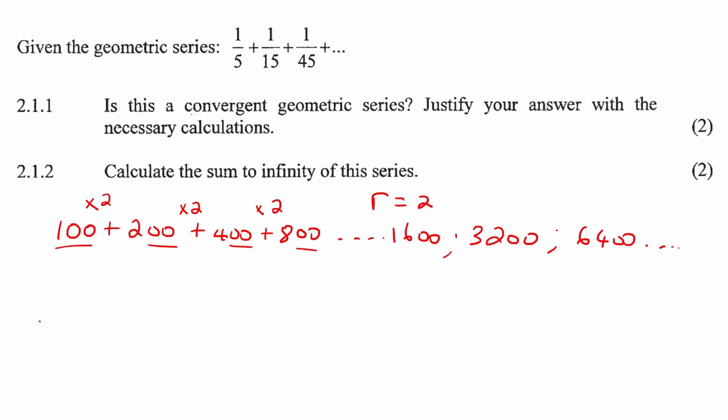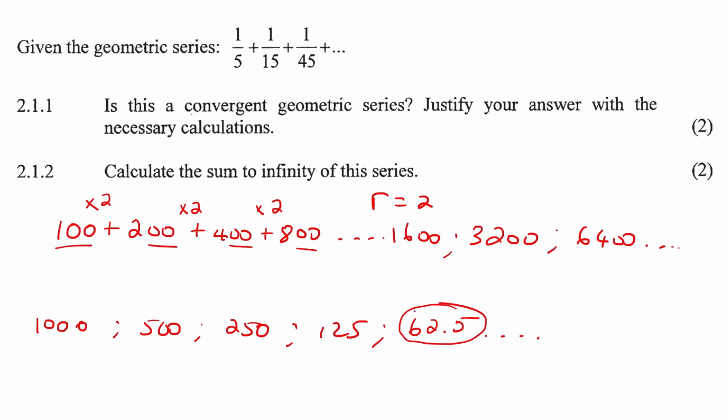Now, what if I gave you something like 1,000, 500, 250, 125? What is half of that? 62.5. And then it just gets smaller. Can you see that these numbers, if you just keep going and going, are eventually going to become very, very small? Eventually, the numbers become so small that the calculator will actually just say 0.